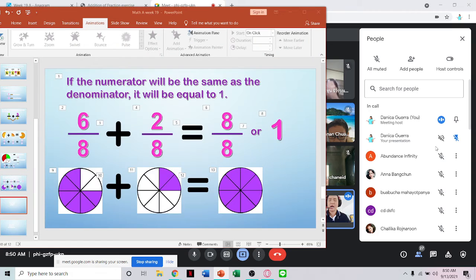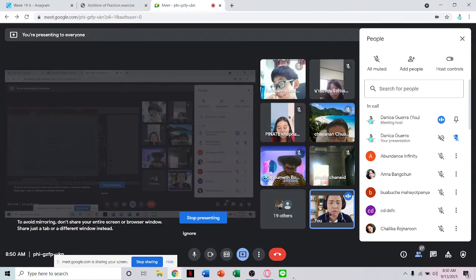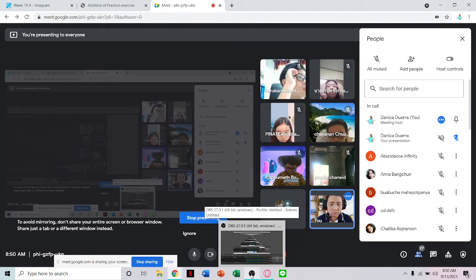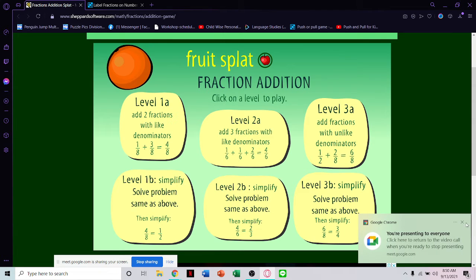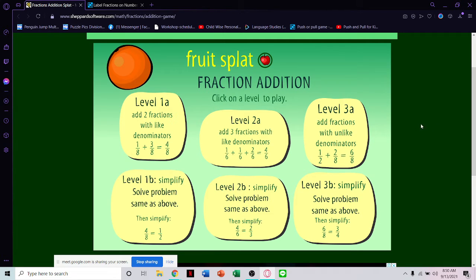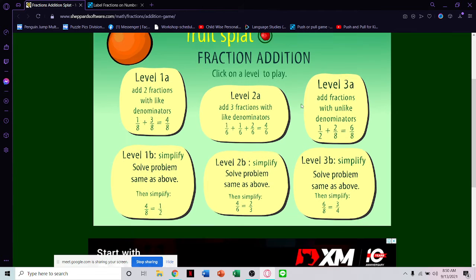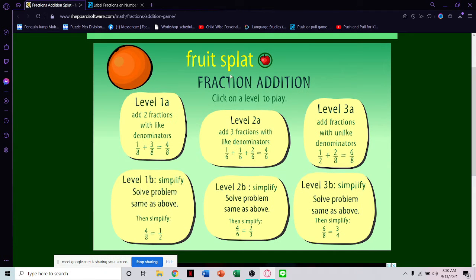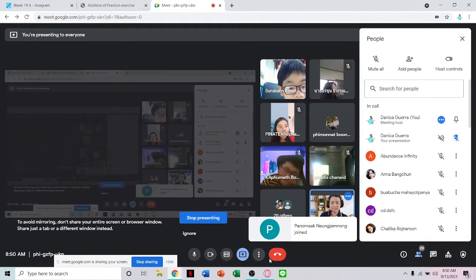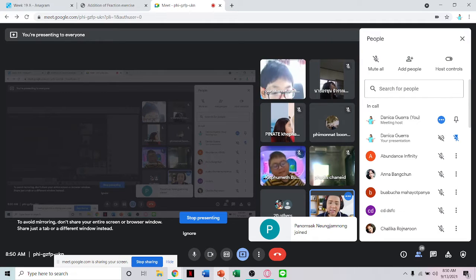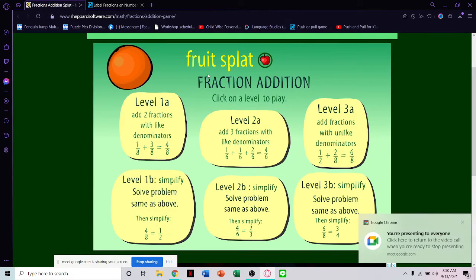Now let's do an activity. I'll be showing you this one. It's a game. Do you see it? Yes. Okay. What do you call the activity, the game? It's called Splat. Do you really see it? Splat, like splat. Correct. Okay. All right. Now this is how you do it.